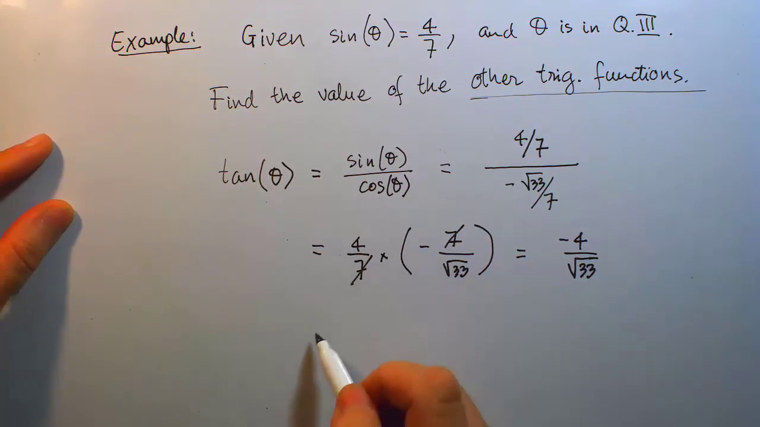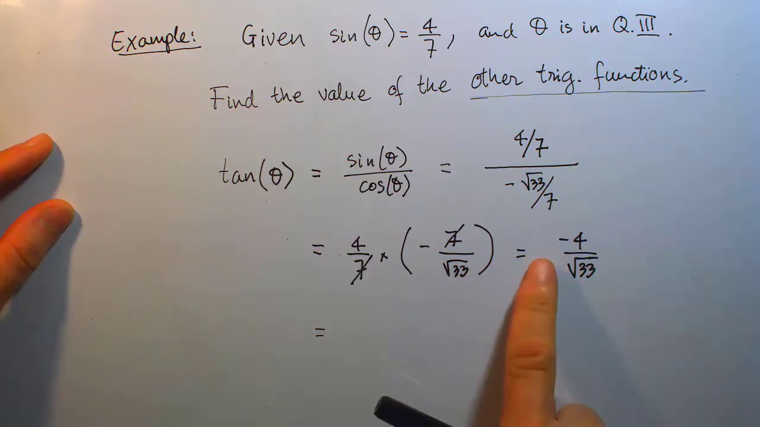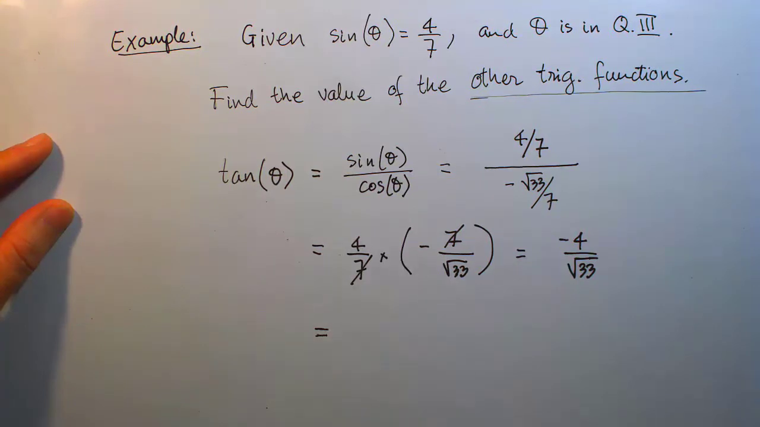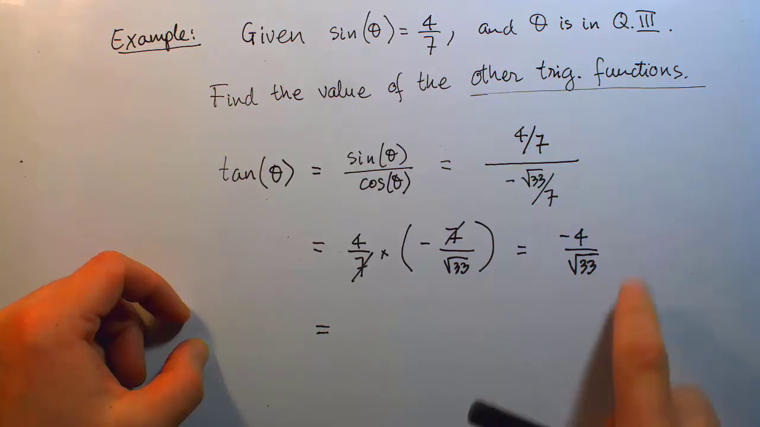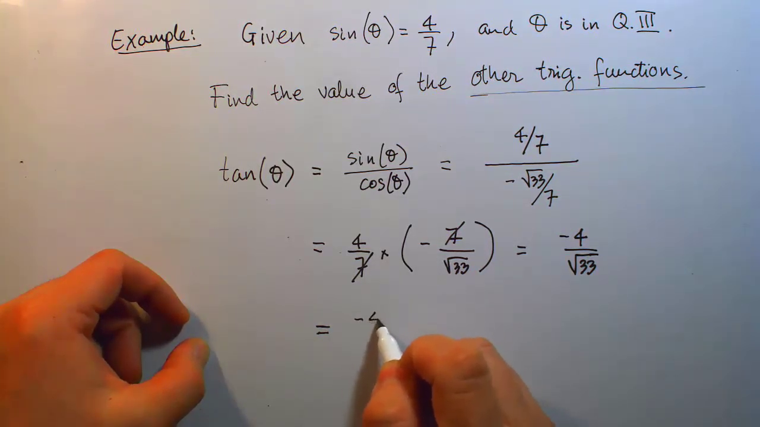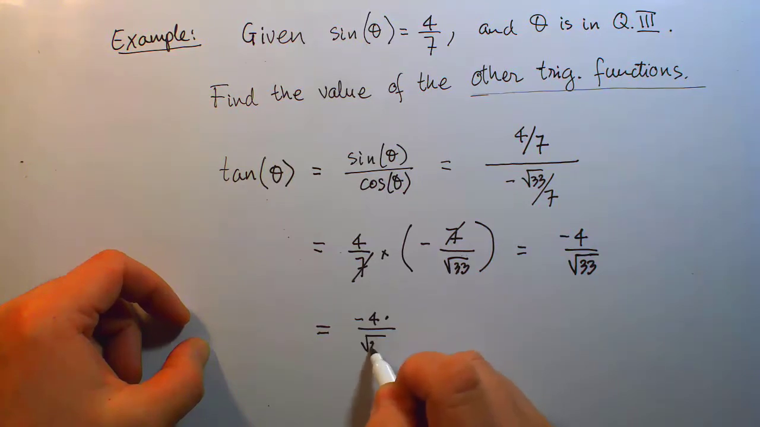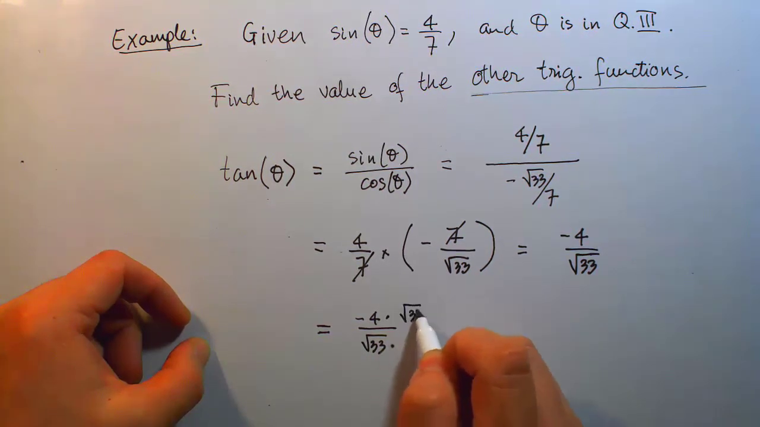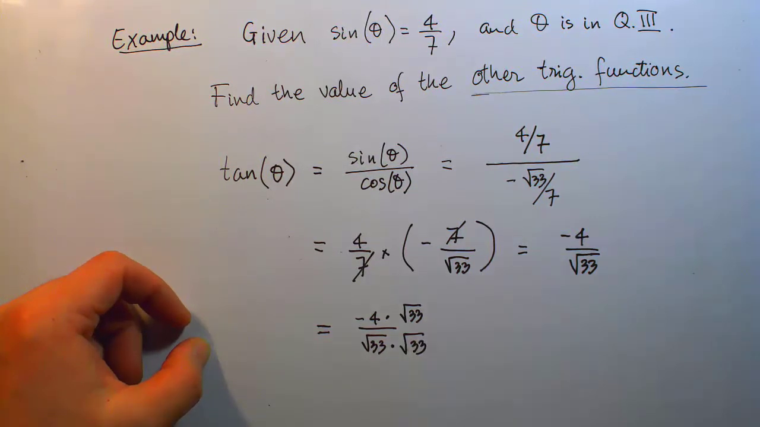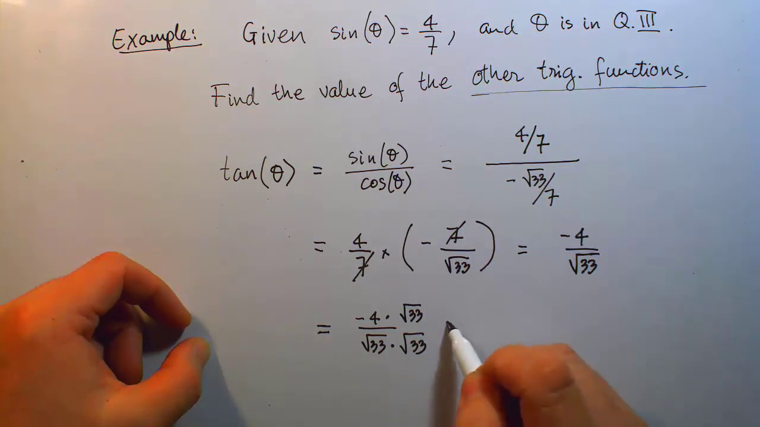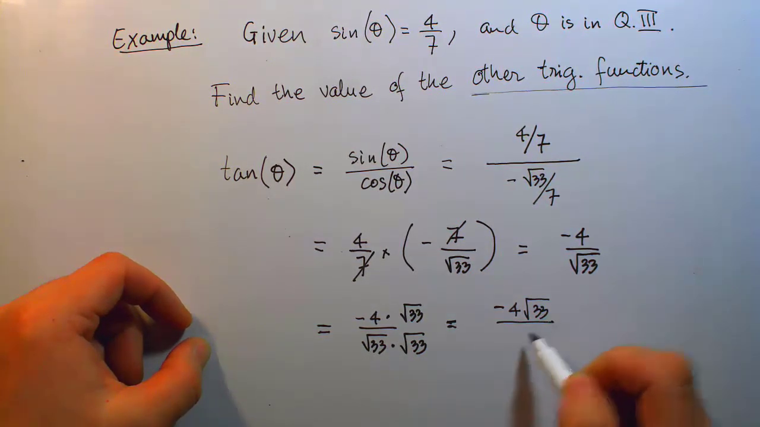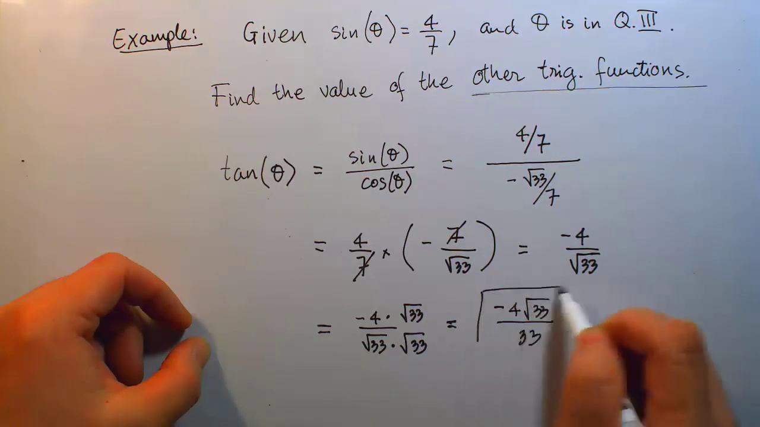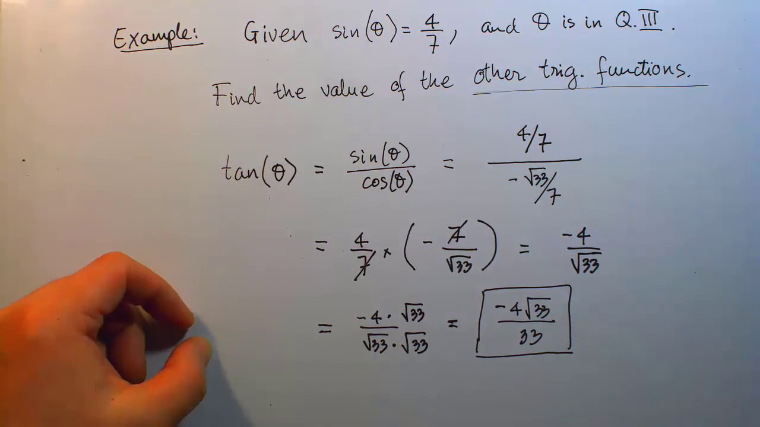But then don't forget to rationalize the denominator, as a lot of assessments and problems from different places are going to be asking for your skill to rationalize the denominator. So here we're looking at multiplying numerator and denominator by square root 33, and that takes it to negative 4 square root 33 divided by 33 in the denominator. So we've now found a value for tangent.